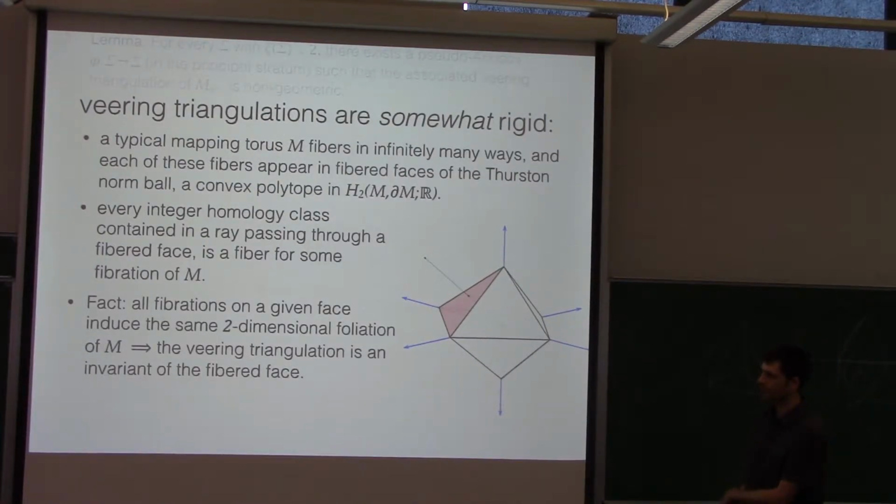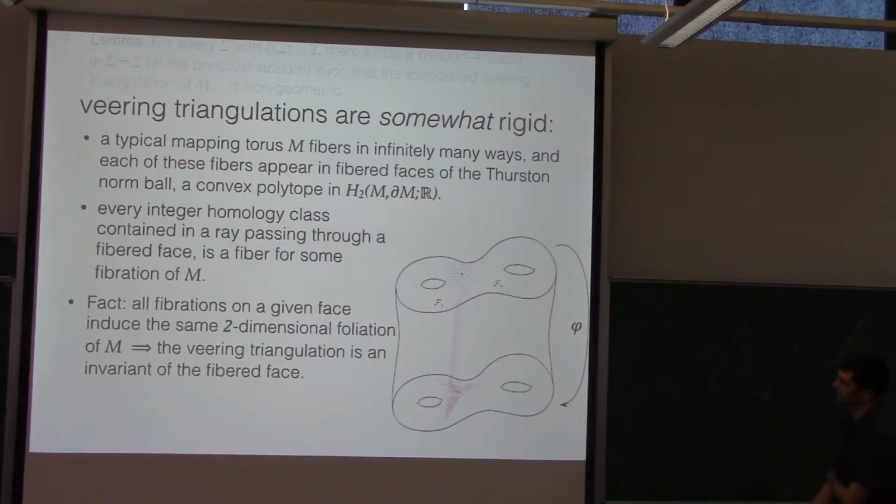And as Echo mentioned, all fibrations on a face induce the same two-dimensional foliation of M. And with not too much work, this implies that the veering triangulation is an invariant of the fibered face. So on this face, I have all these different ways of fibering my manifold M sub phi, and they all have different fibers, so my surface is changing, but they all give me the same triangulation. I guess this is just a picture of the two-dimensional foliation, again not showing up very well.